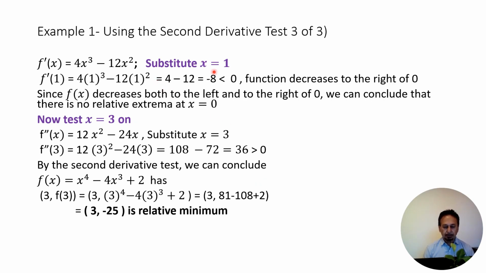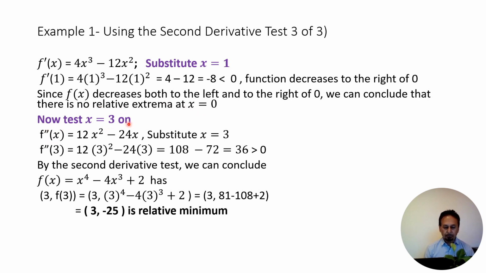Okay, so now we substitute x equal to 1 in the first derivative, f prime of x equal to 4x cubed minus 12x squared. So this becomes f prime evaluated at 1 equals 4 times 1 cubed minus 12 times 1 squared. So this becomes 4 and this becomes 12. 4 minus 12 is minus 8, less than 0. So the function decreases to the right of 0. Since f of x decreases both to the left and to the right of 0, we can conclude that there is no relative extrema at x equals 0.